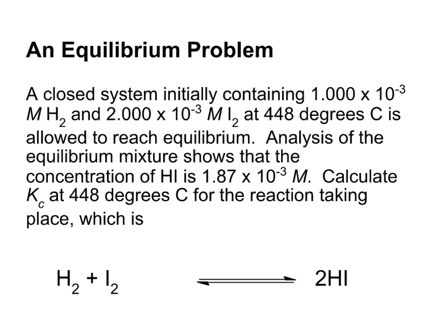A closed system initially containing 1 times 10 to the negative third molar hydrogen gas and 2 times 10 to the negative third molar iodine gas at 448 degrees Celsius is allowed to reach equilibrium. Analysis of the equilibrium mixture shows that the concentration of hydrogen iodide is 1.87 times 10 to the negative third molar. Calculate Kc at 448 degrees Celsius for the reaction taking place, which is given below.